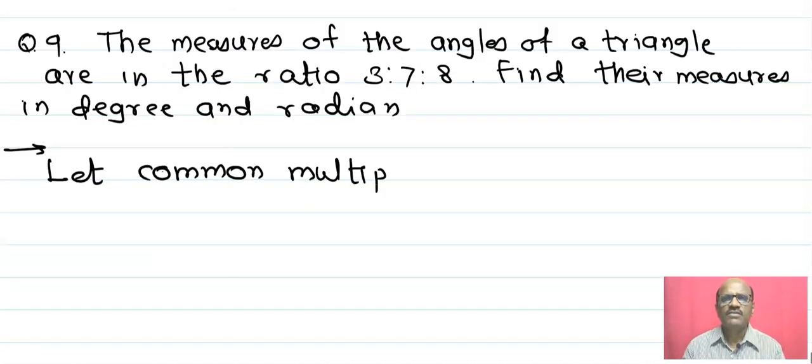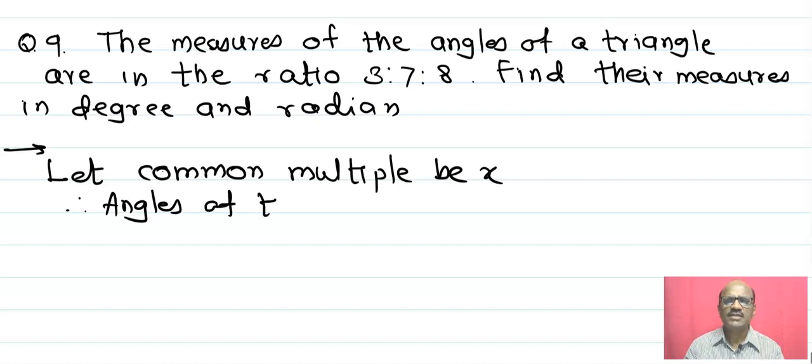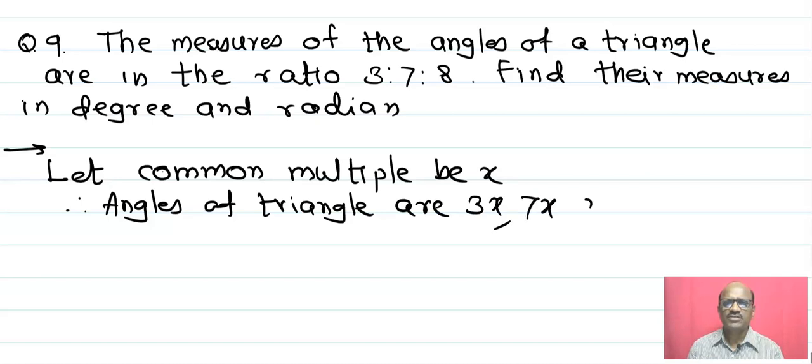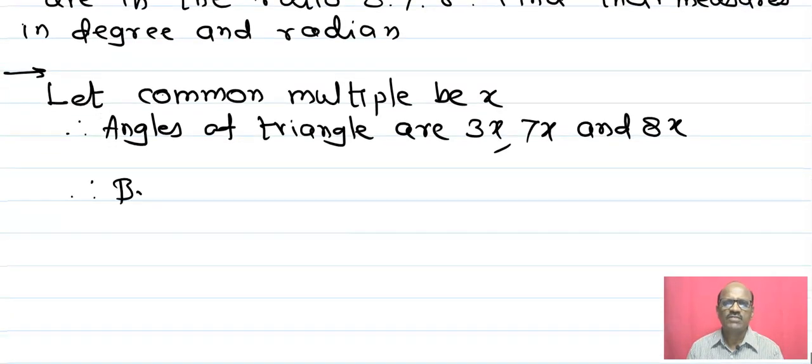The measures of the angles of a triangle are in the ratio 3:7:8. Find the measures in degrees and in radians. This is also very simple. Let the common multiple be x. The measures of the angles are 3x, 7x and 8x, and their sum is equal to 180. Then find out the value of x. The angles will then be in degrees and then in radians in this way.